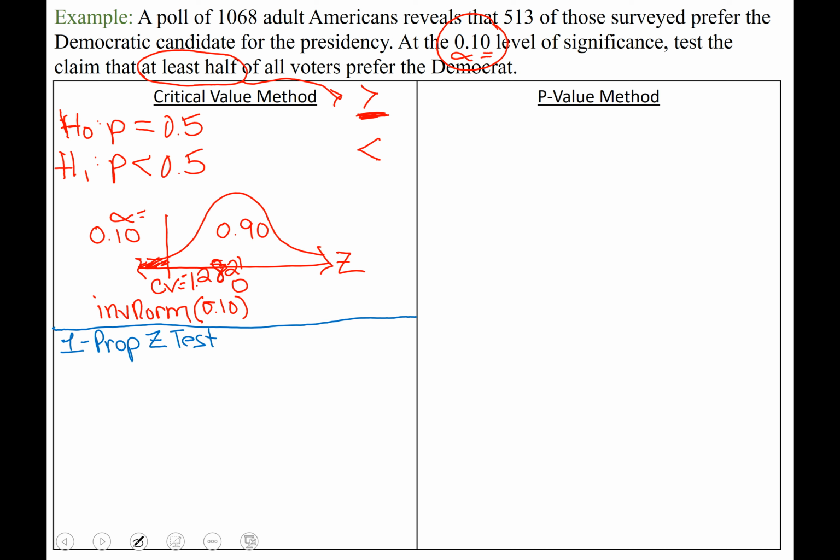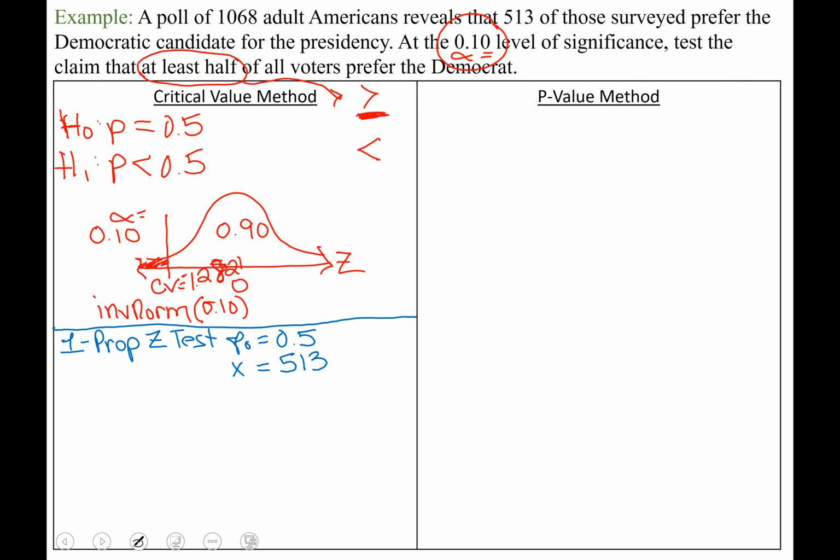Okay, so I want you to hit STAT on your calculator again. Let's do this together. STAT, scroll over to TESTS, scroll down to 1-PropZTest, and open that program. The first thing it wants from us is p sub naught, which you came up with in step number 1, 0.5. Next thing it wants from us is the number of successes. In this case, success is considered, test the claim that at least half prefer the Democrat. So success would be considered the Democrat, and so that's 513.